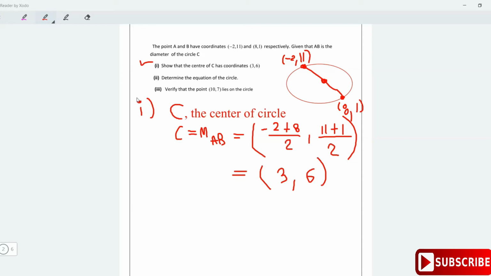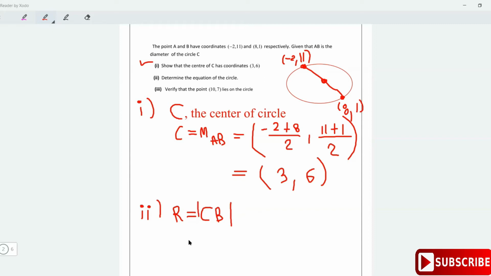Next part says determine the equation of the circle. Now, to find the equation of a circle, we need the center and the radius. So first we need to find the radius. The radius is going to be equal to the distance from the center to any one of these points. So we can say the length of the radius is equal to the distance from the center to the point B. So the radius is equal to the length of CB.